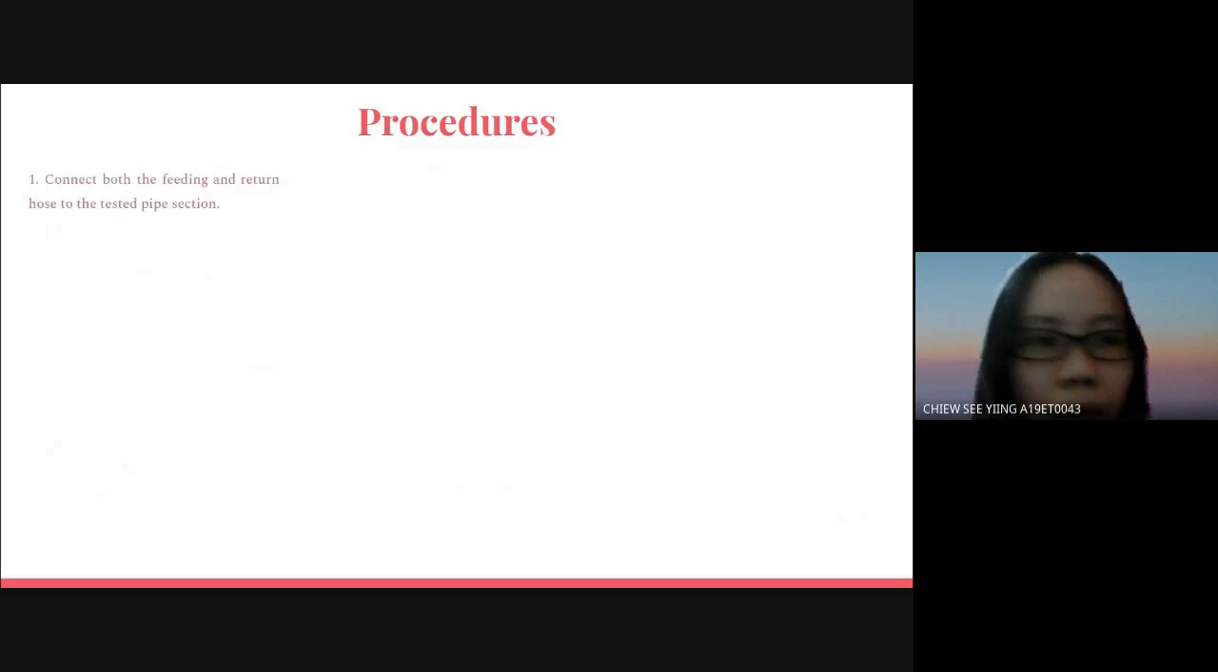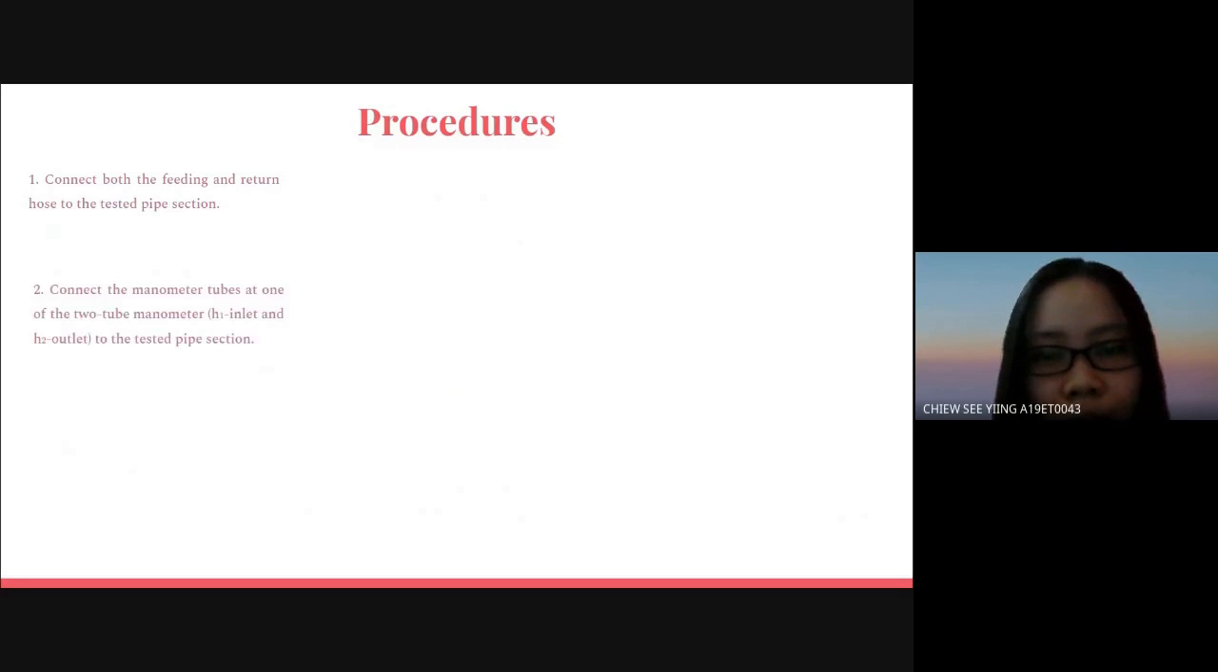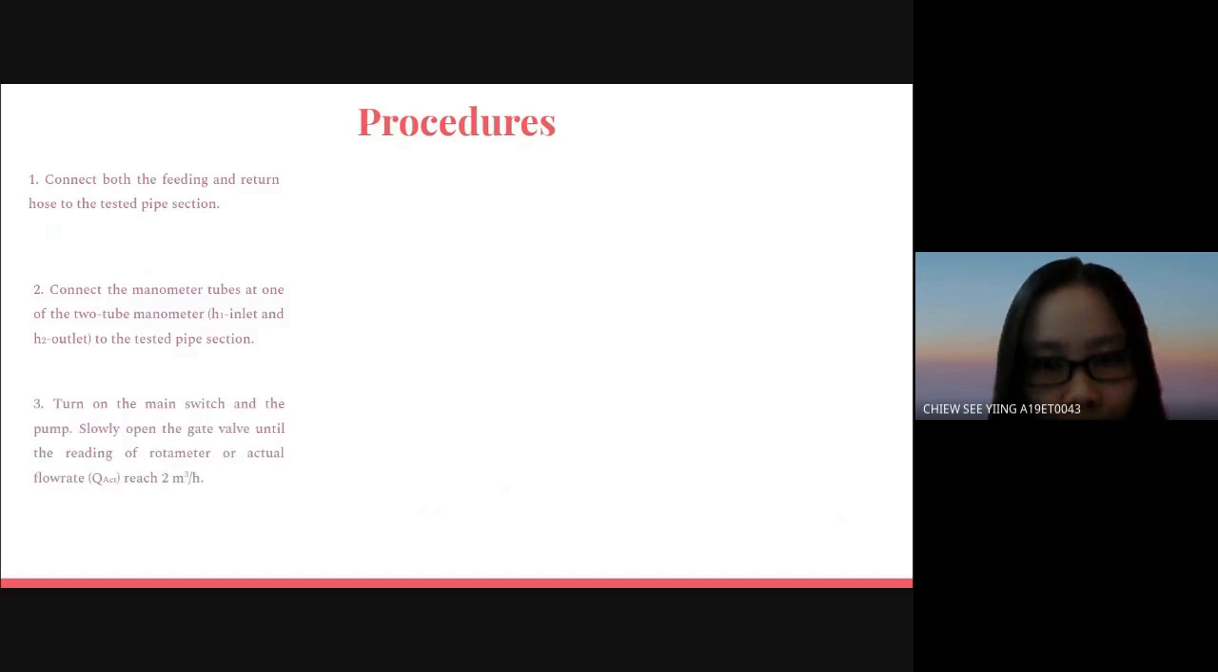I will continue with the procedures. First, connect both the feeding and return hose to the tested pipe section. Next, the manometer tubes of the two-tube manometer are fixed, one in and one out, to the tested pipe section. After that, the main switch and the pump are switched on. The control valve is opened slowly to allow the circulation of water through the tested pipe.